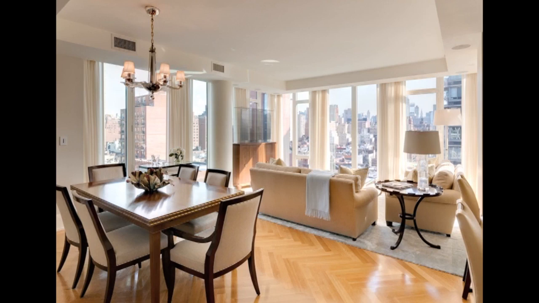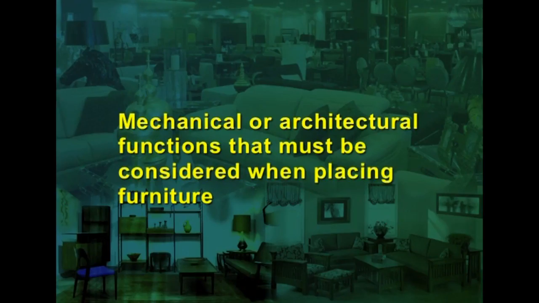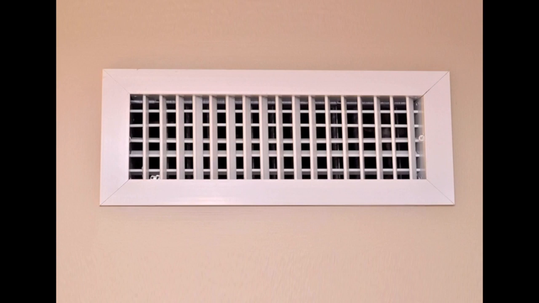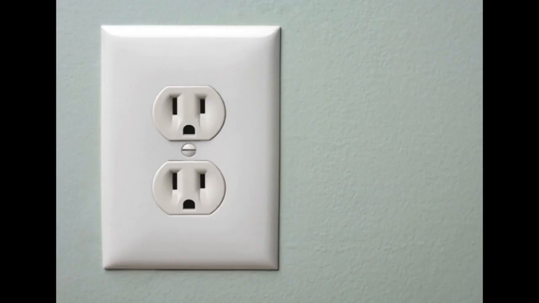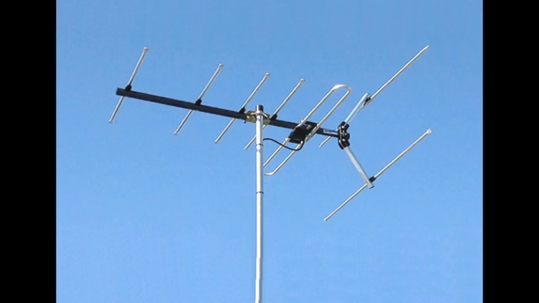Now, how can we combine functions with furniture arrangement? Living and dining areas can be combined. A drop leaf table can double as a sofa table. A bedroom can serve as an office, dressing room, reading room, etc. Also, there are other aspects, mechanical or architectural functions, that must be considered when placing furniture: air circulation vents, doors, windows, electrical outlets, phone jacks, television cables or antenna lines and stairs. All these should be considered while arranging the furniture.